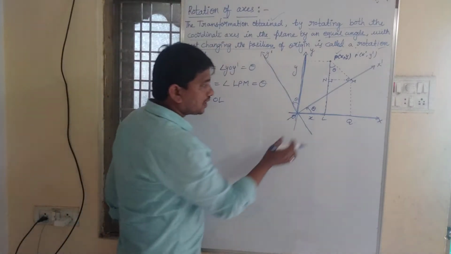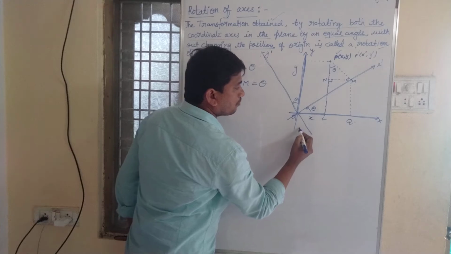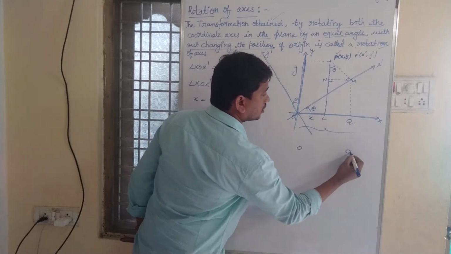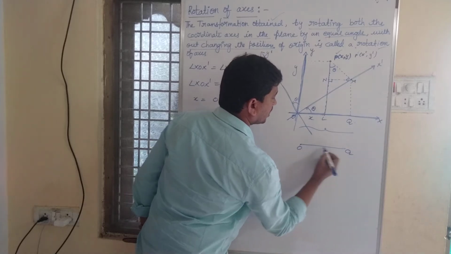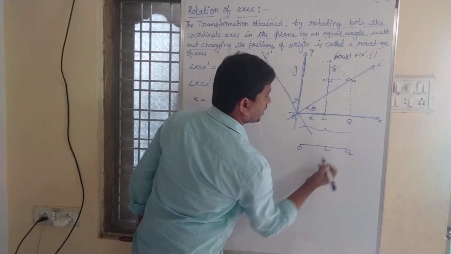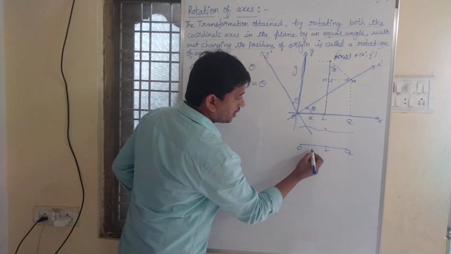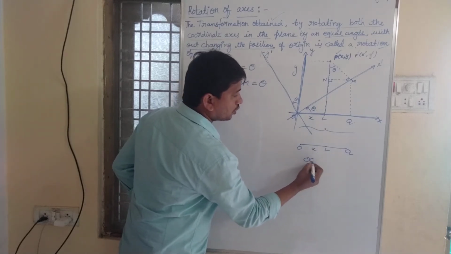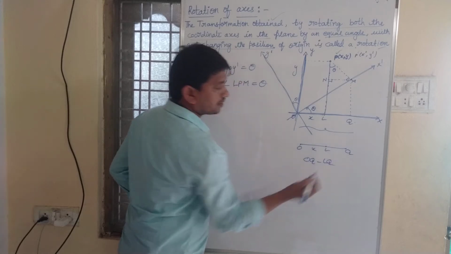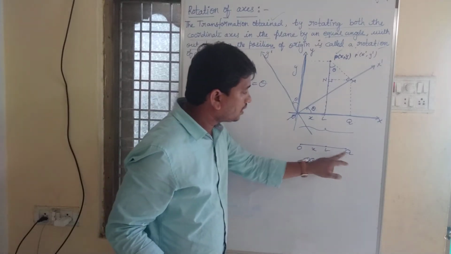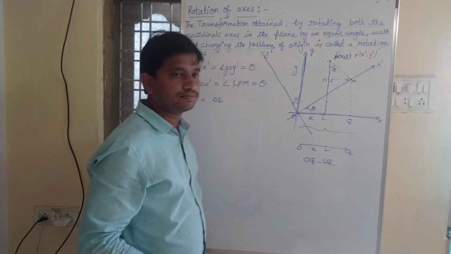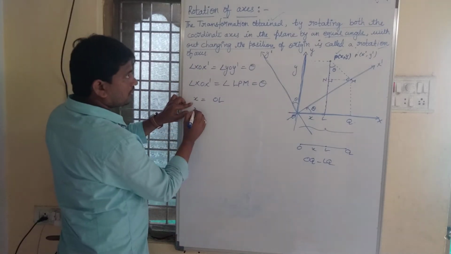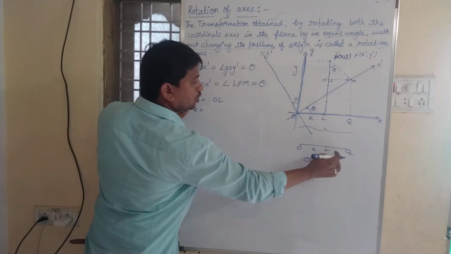How will you get OL? OL, in the sense, from OQ. See, this is OQ, and in between we have point L. If you want OL from OQ, we have to remove LQ, children. From the total, if we remove LQ, you will get OL. So what is x? x is nothing but OL. OL means OQ minus LQ.